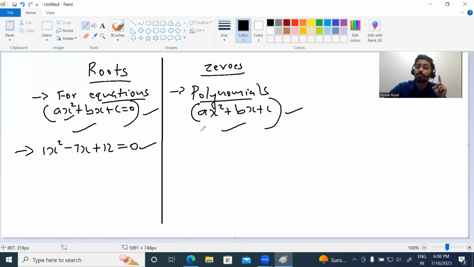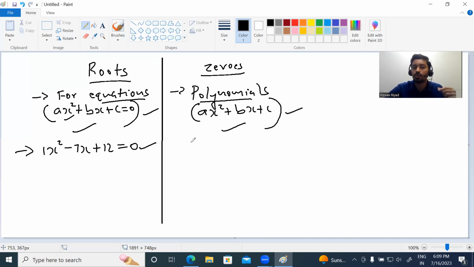That means if you substitute that number in the place of x, which number? Zero. Not a zero number exactly, but it's a term. Zero means that number. What is the peculiarity of that number? If you put that number in the place of x in the polynomial, that entire polynomial becomes zero. It vanishes.